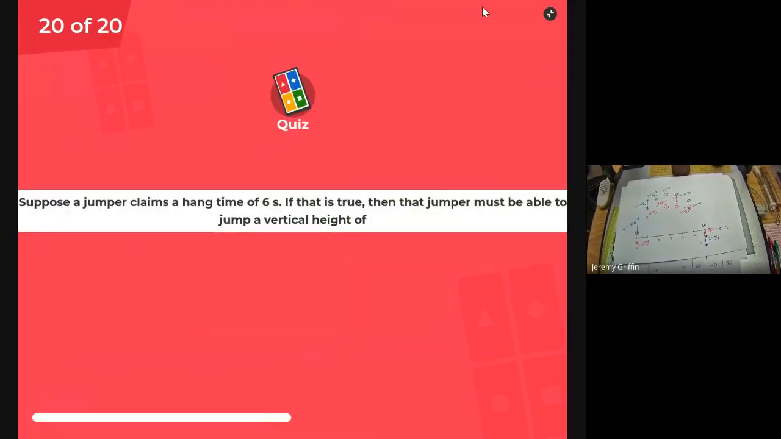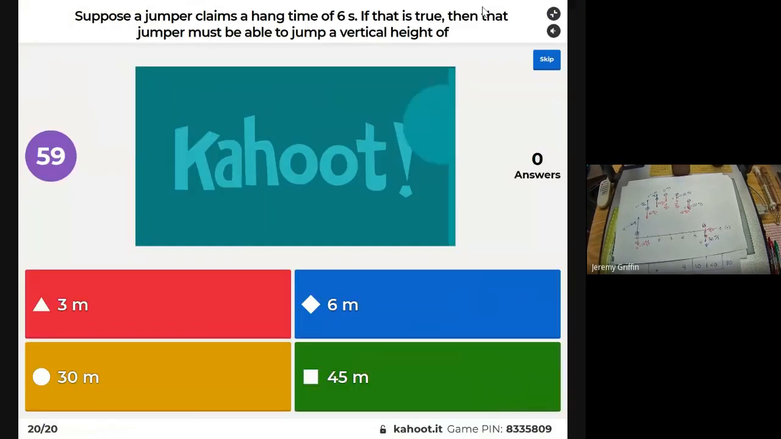Challenge question, last question. Suppose a jumper claims a hang time of 6 seconds. If that's true, how high can that jumper jump?